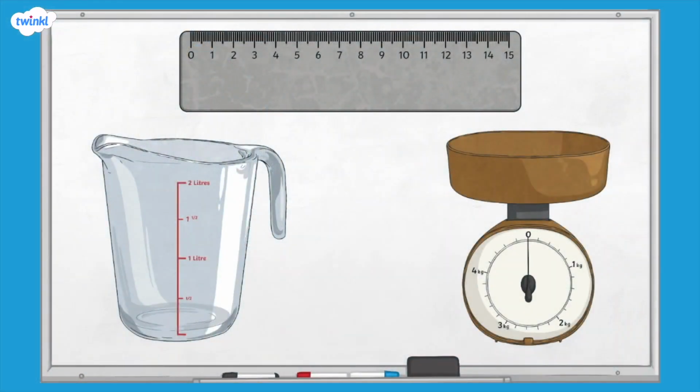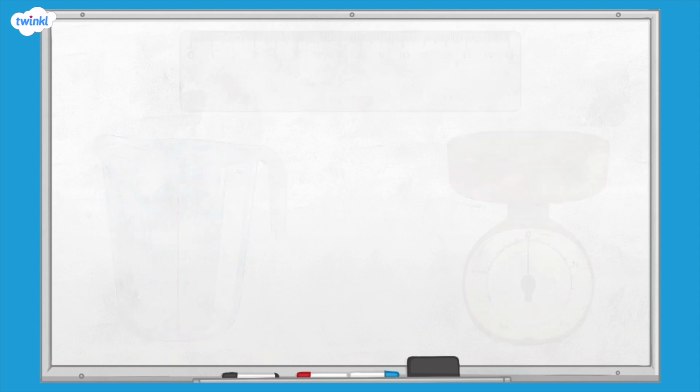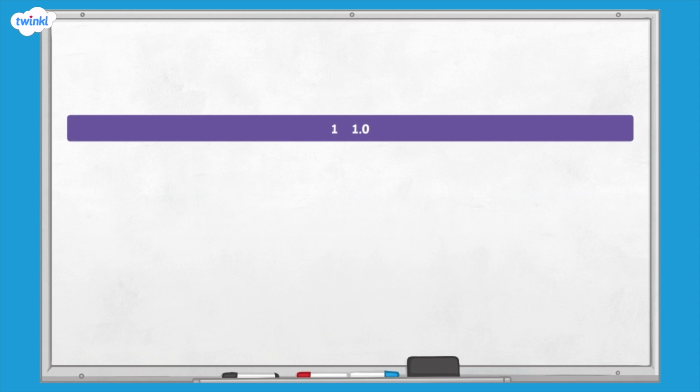To help us read these number lines, we need to know what each section is worth when 1 is divided by 2, 4, 5 and 10. We can use our knowledge of fraction and decimal equivalents for this.